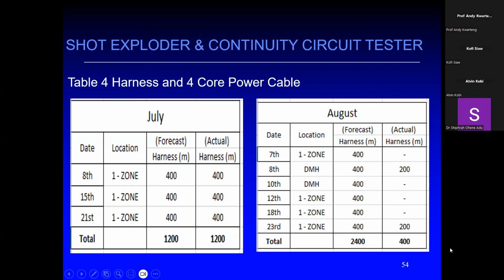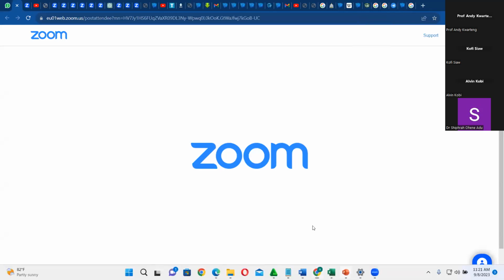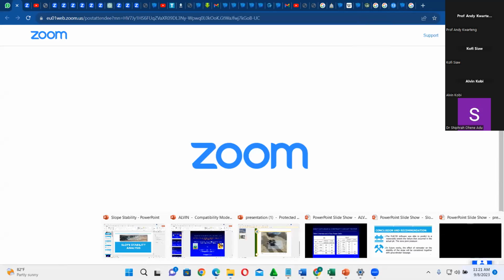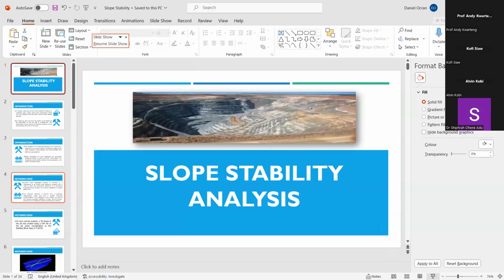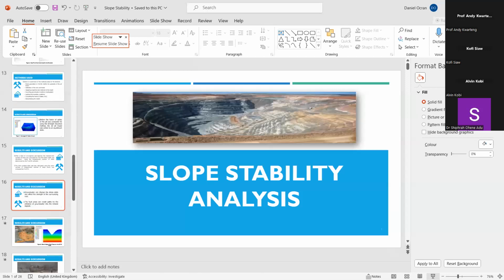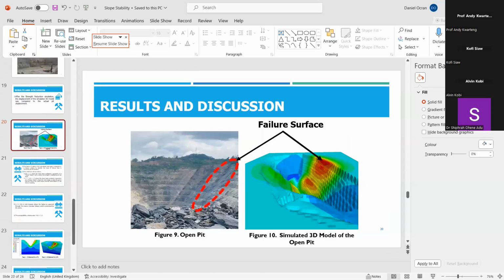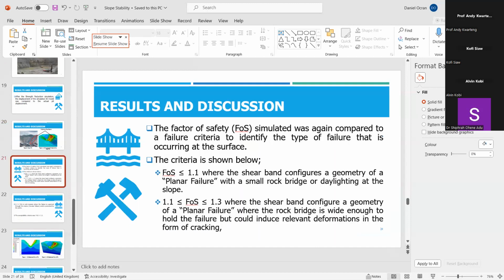Okay, thank you very much. So concerning that statement, due to the factor of safety that was achieved, you could see from the actual pit instability that the failure that occurred at this particular surface was a circular failure. So from the factor of safety computed from the simulation, compared to the failure criteria shown here, it was also ascertained that the failure occurring in the simulation was also a circular failure.